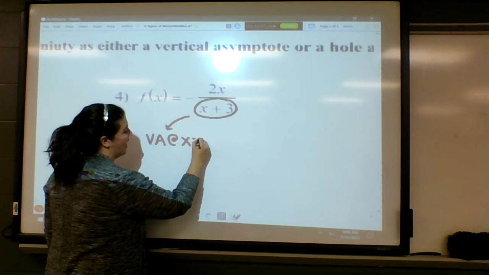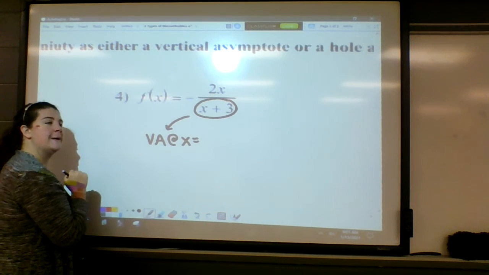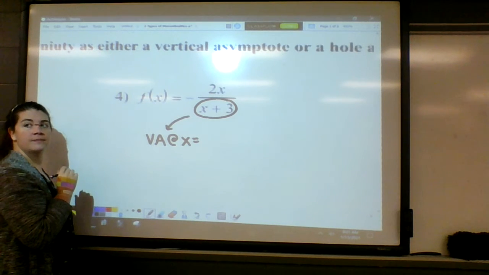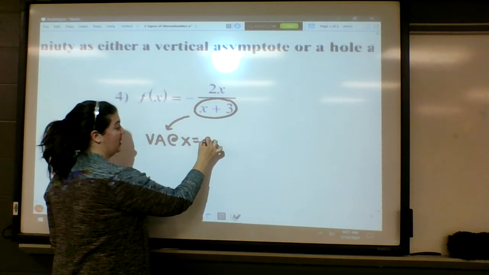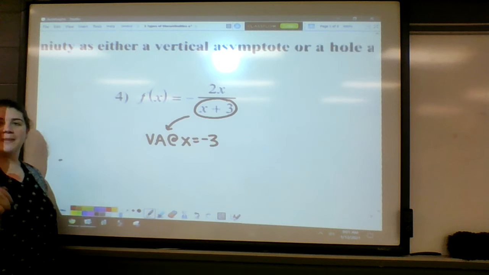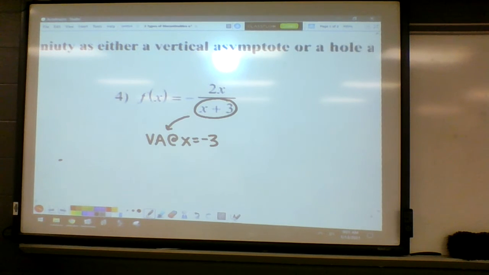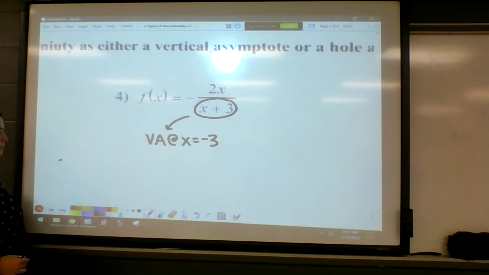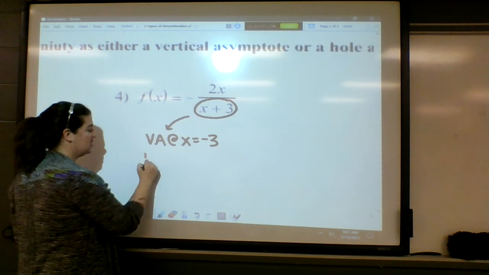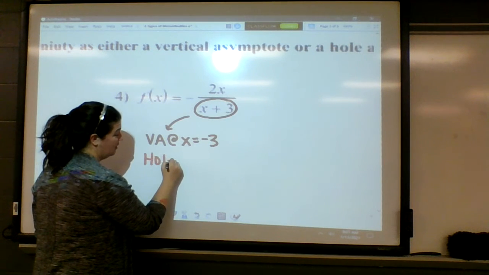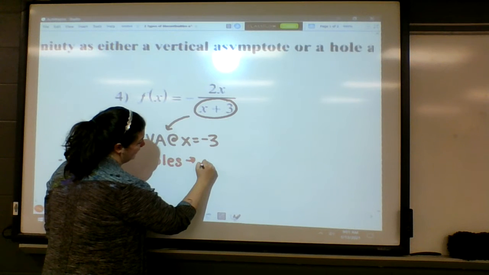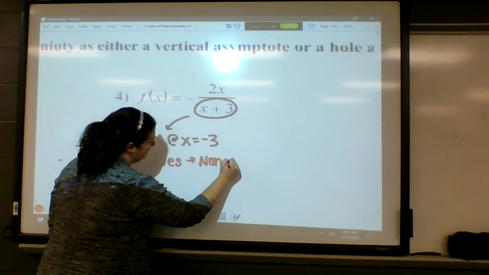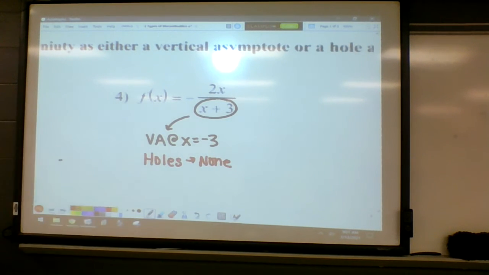And where does it happen? X equals? Negative 3. You always are changing your signs, right? It's always what makes it equal to 0. Are there any holes? No. Holes only happen when you have a match in the top and the bottom. If you don't have any matches, then guess what? You don't have any holes. So there are none. No holes in this graph, just a vertical asymptote.